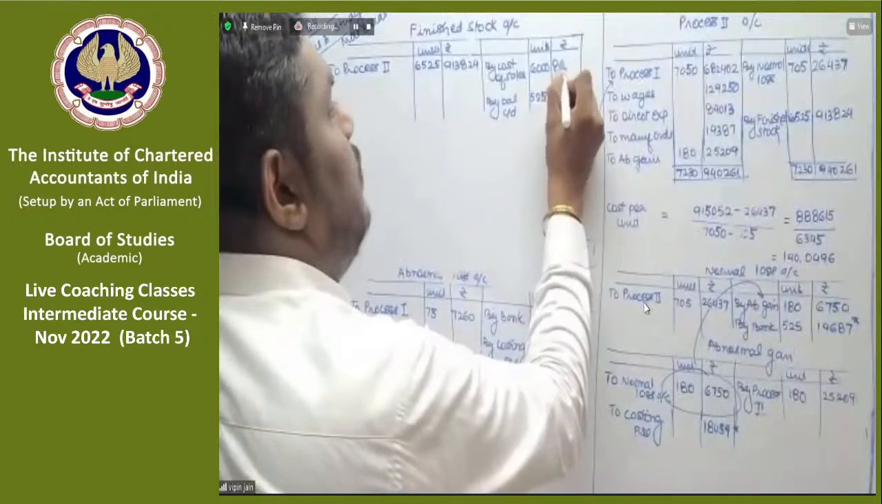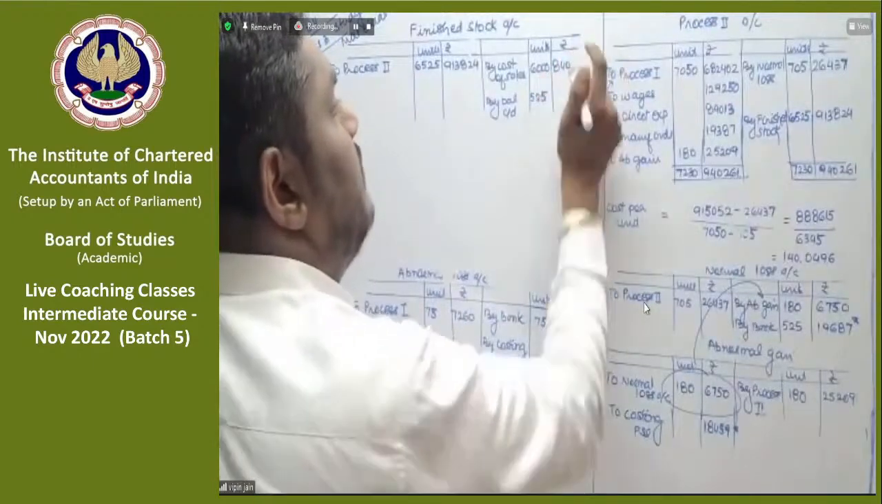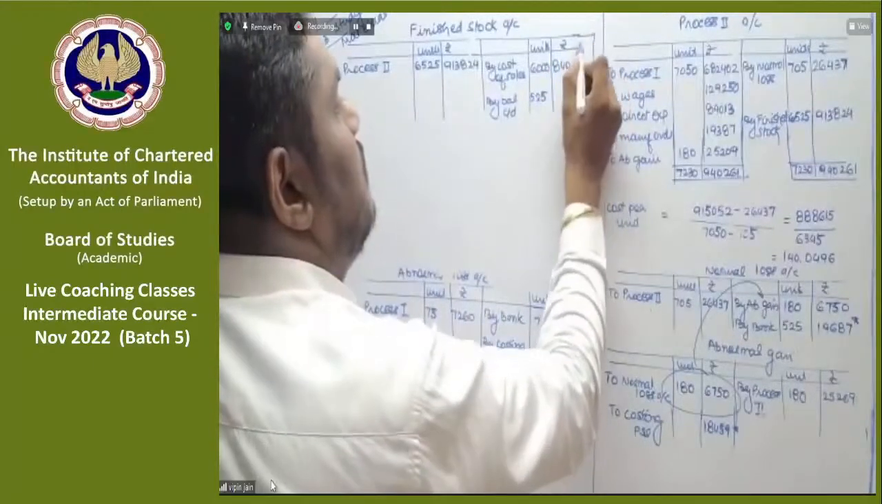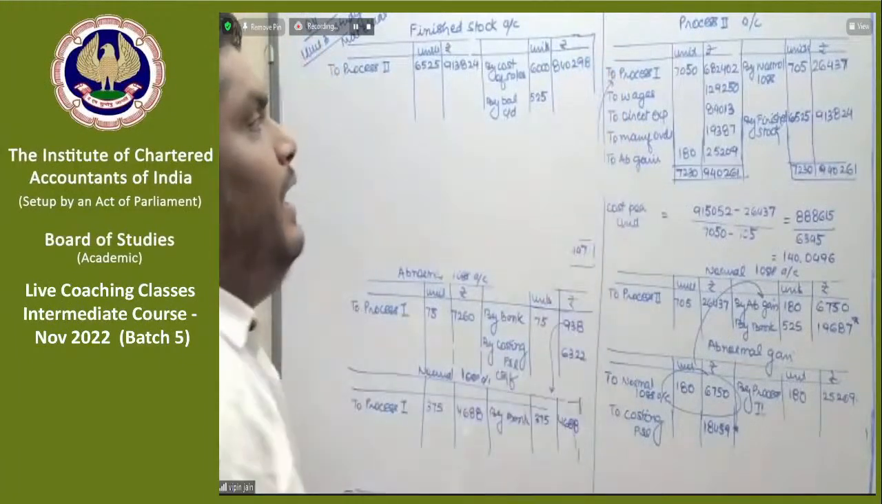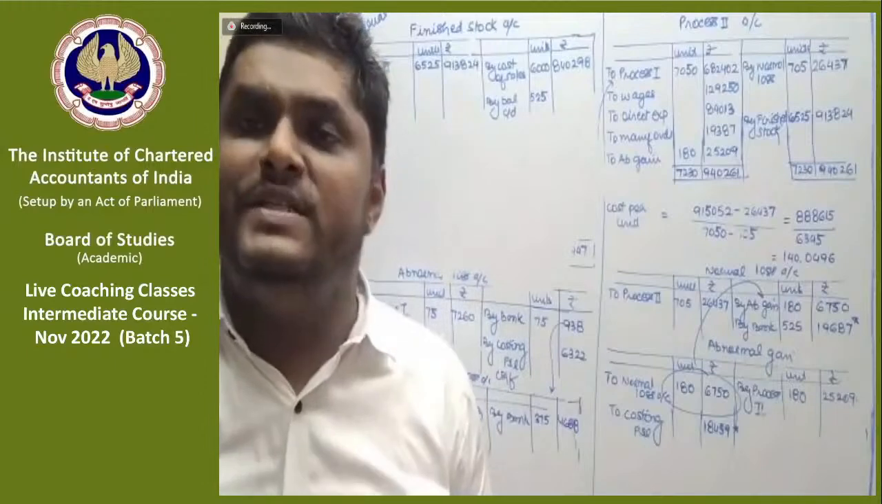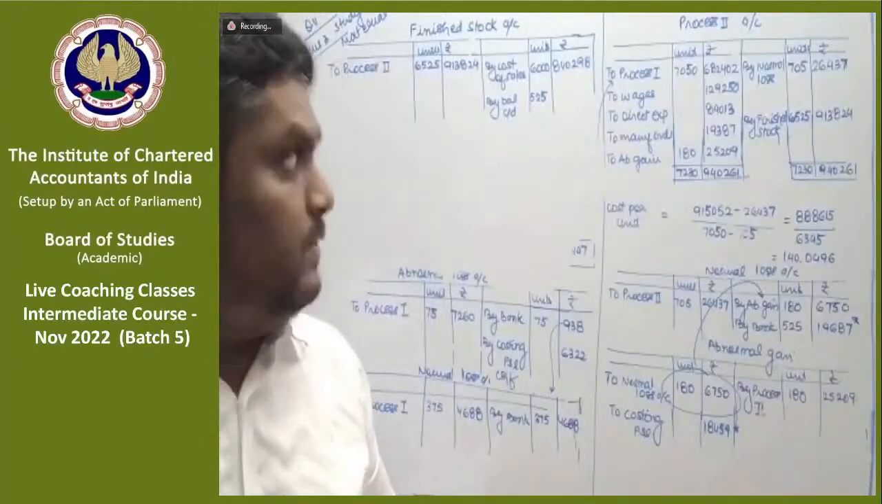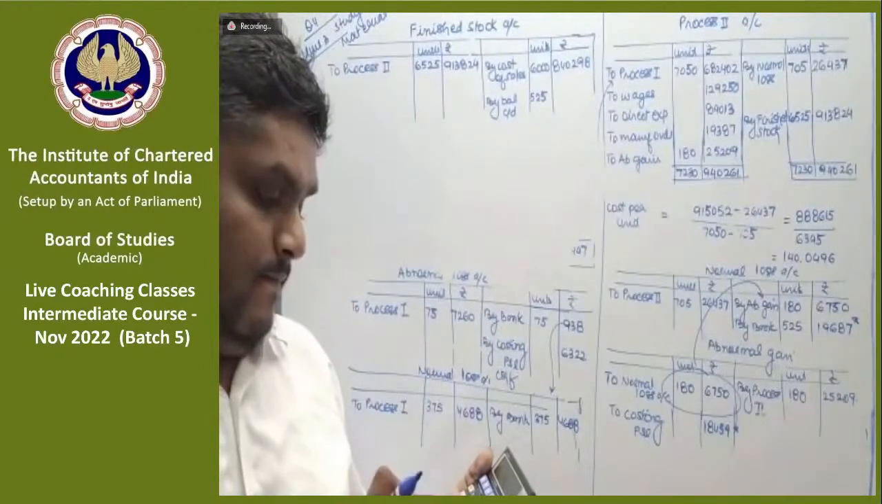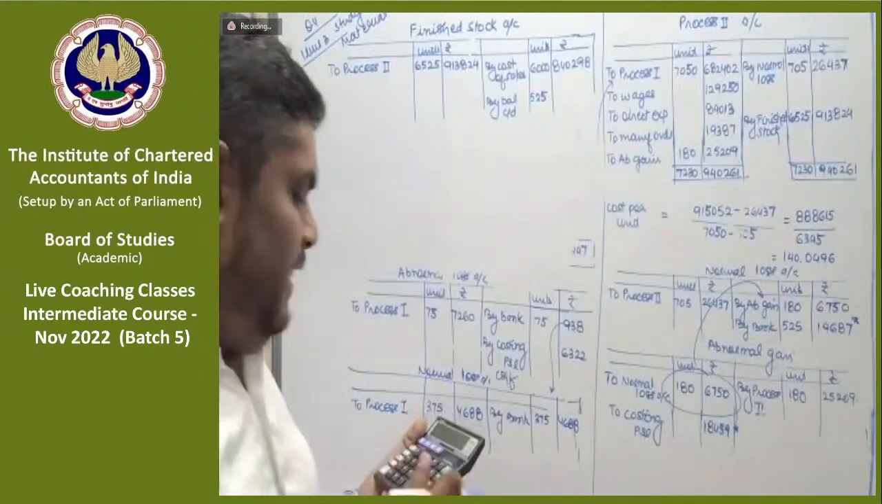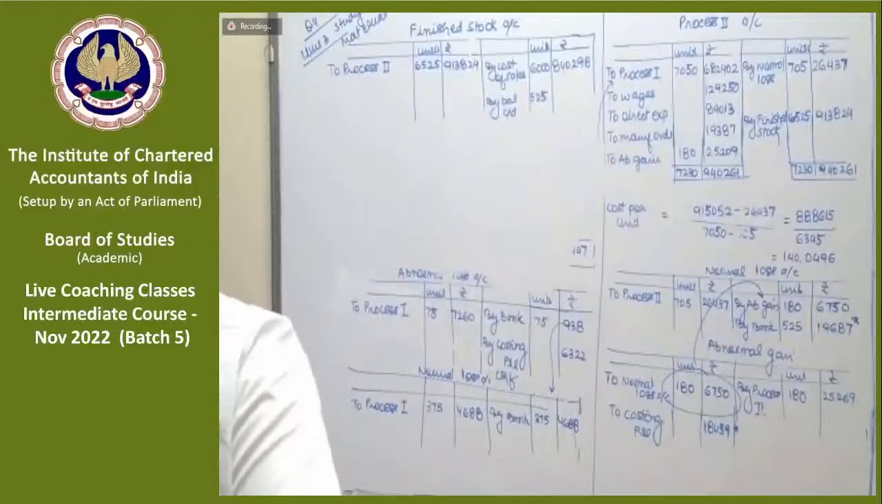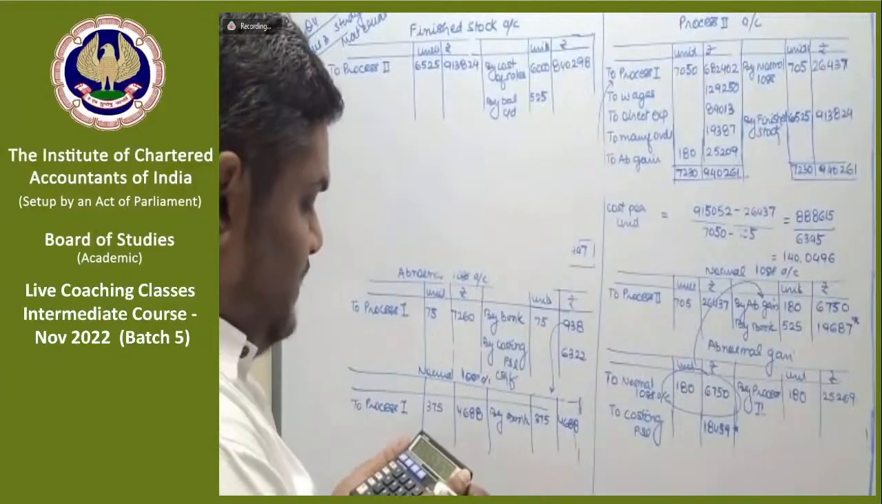So 840298. 840298 represents the value of the cost of sales, and the balance 525 units, the value will be, sorry, 7352.